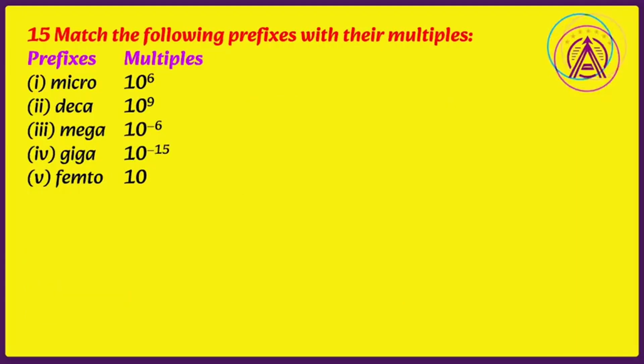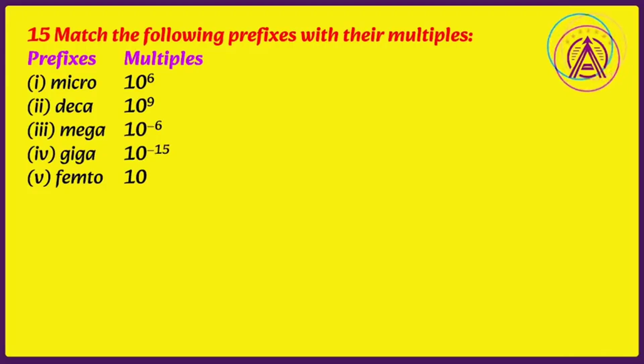Question number 15, match the following prefixes with their multiples. So we know we have our SI unit, and sometimes our measurements are done in either submultiples or higher multiples of the unit we have. Suppose we are measuring distance. A limited distance can be measured in meters. But if you have something very little, you have a scale and you're measuring, say, the size of your book, then you measure it in centimeters. So it's a submultiple.